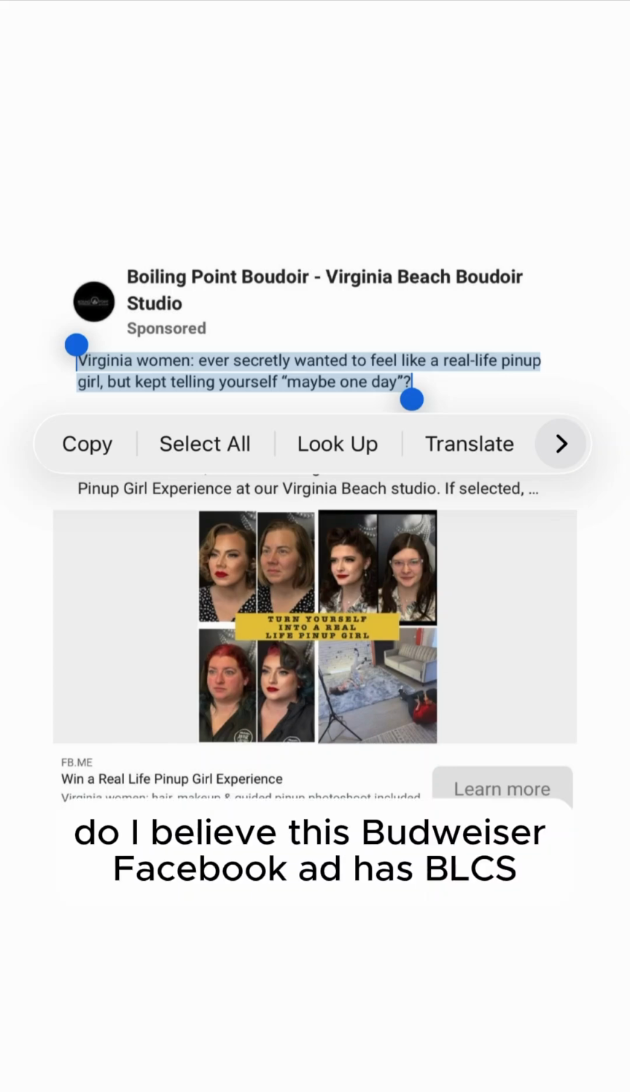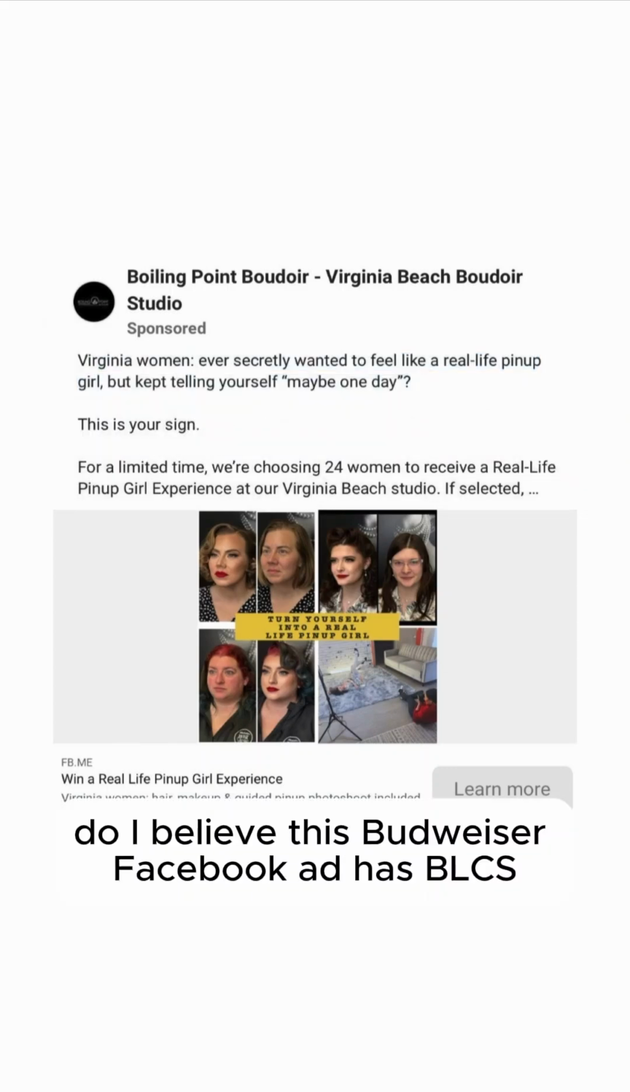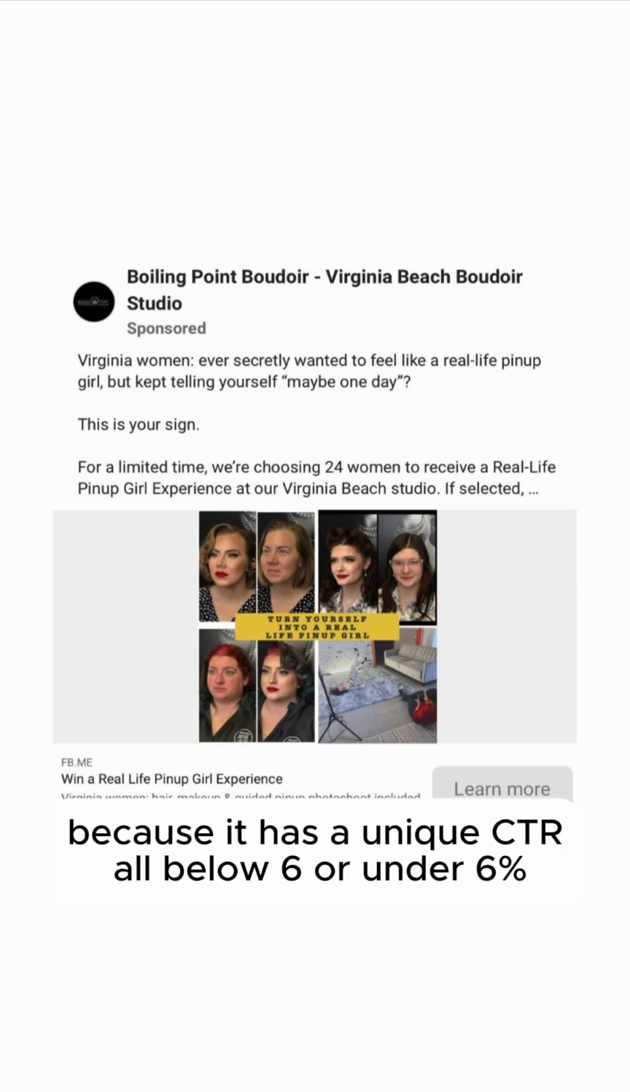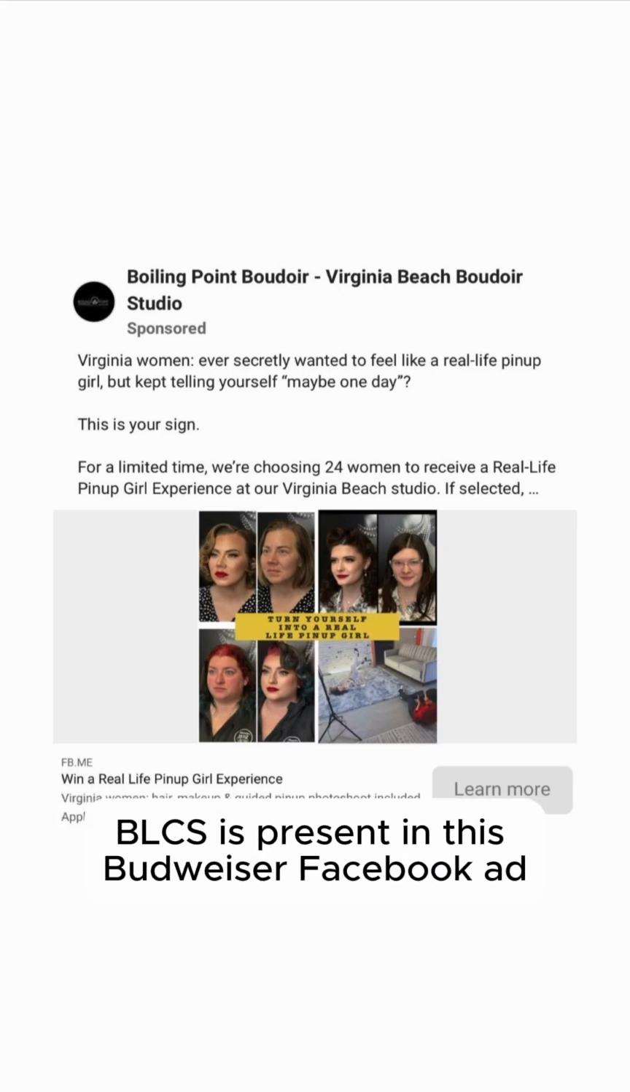So looking at all this, do I believe this Boudoir Facebook ad has BLCS, Boudoir low-click syndrome, because it has a unique CTR under 6%? So yes, I do believe BLCS is present in this Boudoir Facebook ad.